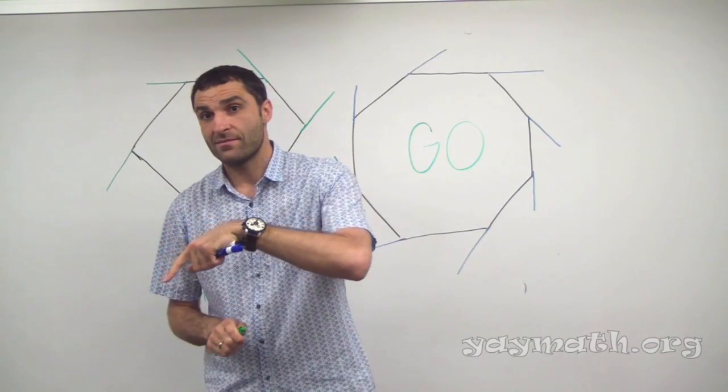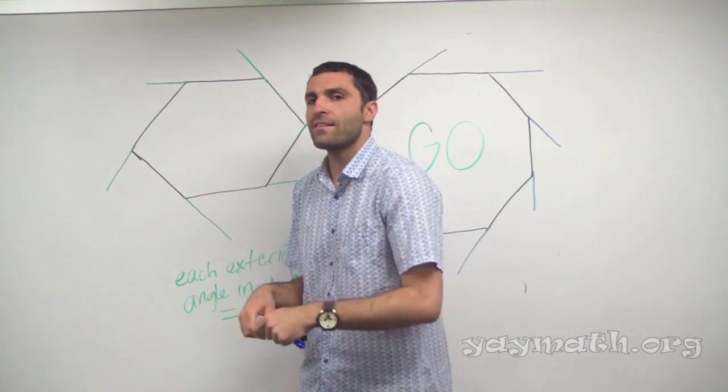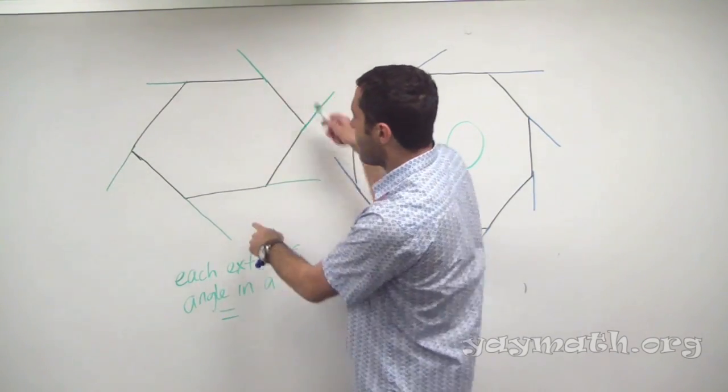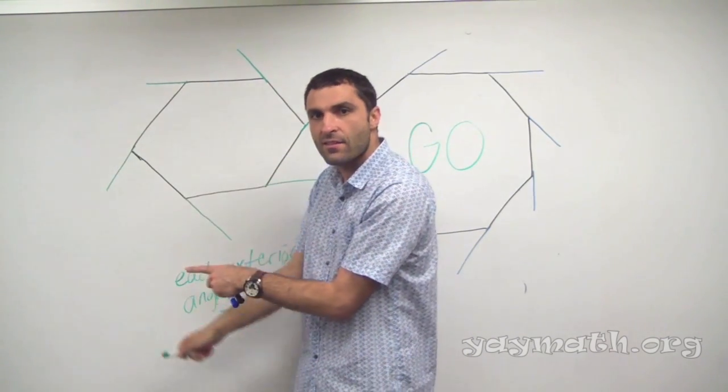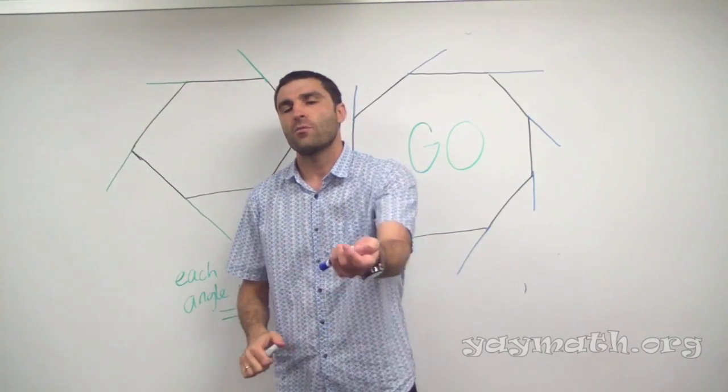That's inside. I'm asking you about outside. We'll come back to that. How many exterior angles do you count? Six. What do they add up to? 360. What's each then?